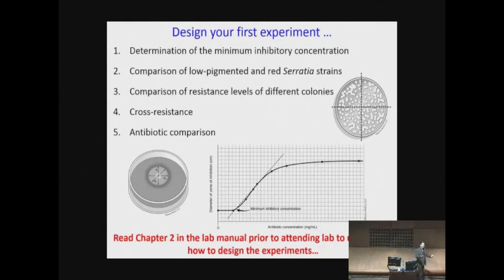What does cross-resistance mean? Anyone? What does cross-resistance? Okay, it means that if a bacteria is resistant to one antibiotic, it may be resistant to another one. So you can look at whether your streptomycin-resistant bacteria are going to show resistance to ampicillin or kanamycin.